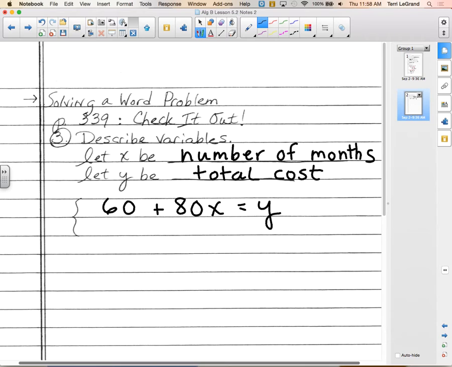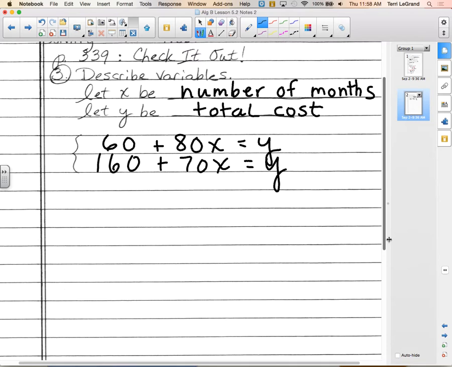What do you think the other one could be then? Ariel? 160 plus 70 equals... Okay, so 160 plus 70x equals Y. In other words, there must be a $160 startup cost, a one-time fee, and then this one is $70 per month. So can we all agree we have a good system of equations here? Yeah. Okay. Does it matter that the Y is on the right instead of the left? No, it doesn't matter. They're still both equal to Y, aren't they? They're still both in slope-intercept form.